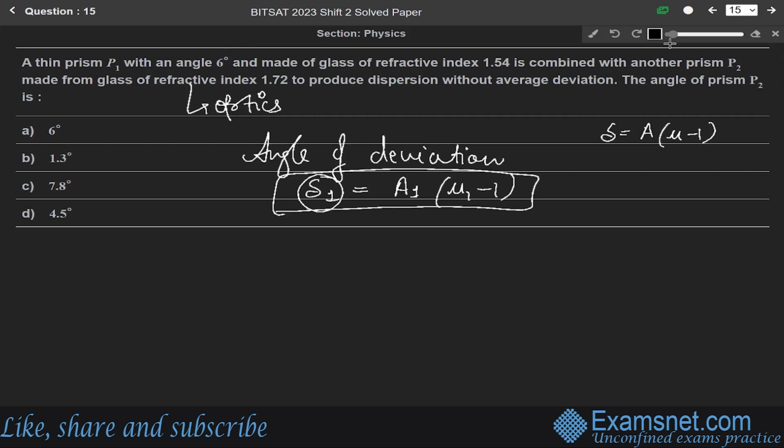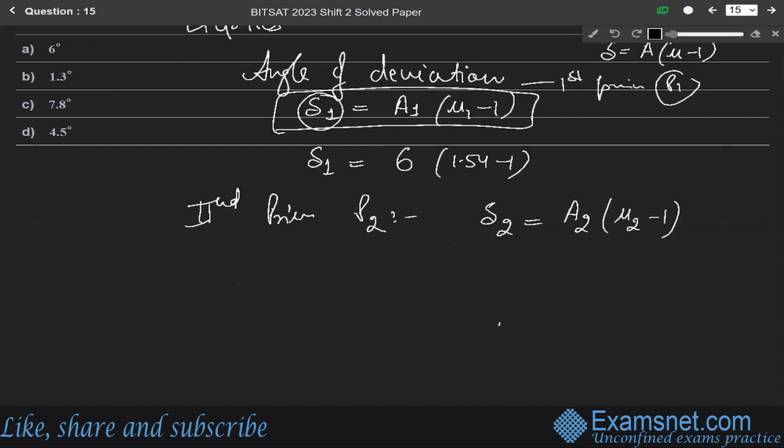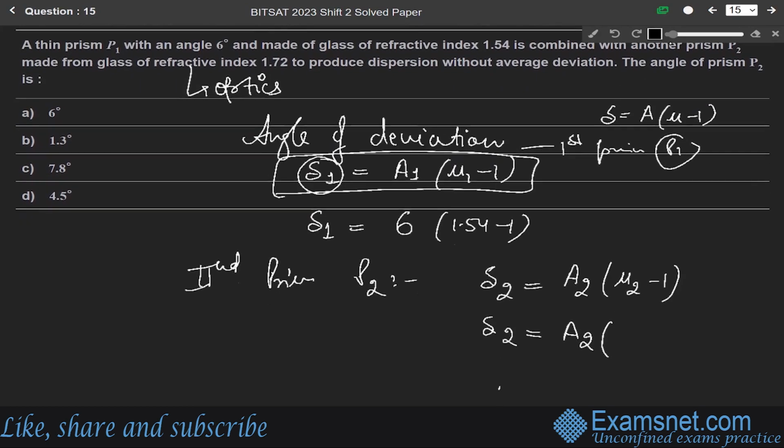Okay. So as given in the question, we can write delta 1 for the first thin prism as 6, where 6 is the angle, and mu1 is 1.54 minus 1. Okay. Now this is for the first prism, P1. And for the second prism, P2, delta 2 will be equal to A2 into (mu 2 minus 1). Mu 2 is given as 1.72. Okay.